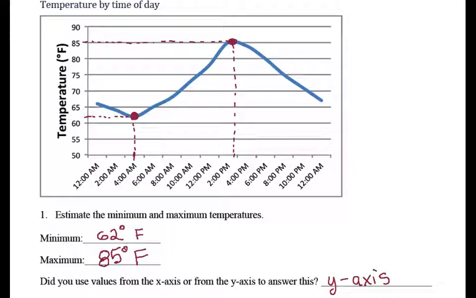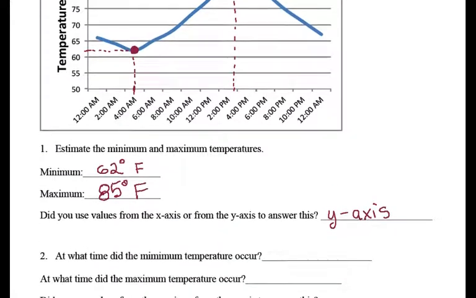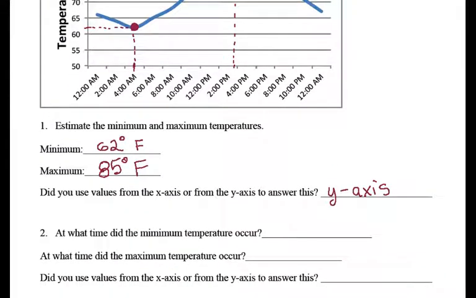Now, the values on the x-axis can also be answers to questions, but that would be a different question. For example, at what time did the minimum temperature occur? We might want to estimate that to be around, actually I'm going to say about 4 a.m., because it looks like that label is between the tick marks right about where that point occurs. So let's say 4 o'clock a.m. And the maximum temperature I think we decided was around 3 o'clock p.m. Here we would use values from the x-axis.